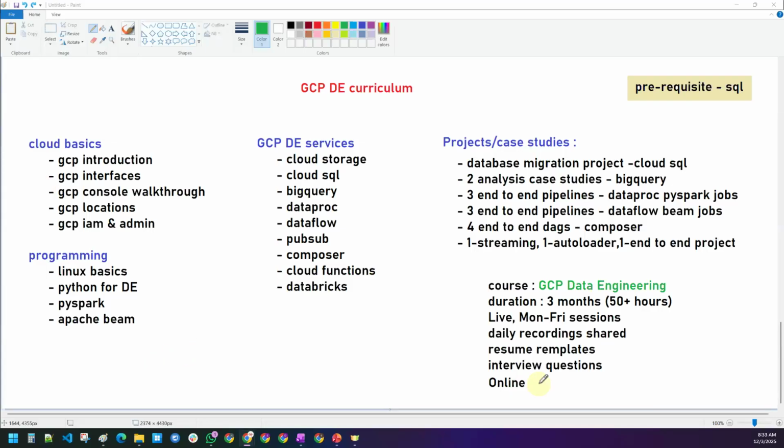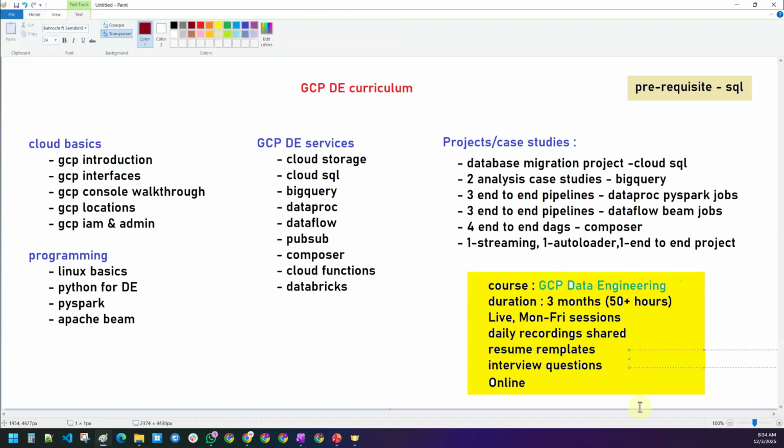And when it comes to the course, the course name is, as we already know, GCP Data Engineering. The duration will be 3 months, guys, and 50 plus hours it will take. These sessions are going to be live at the same time every day. I did not mention the time, so I am going to mention it here.